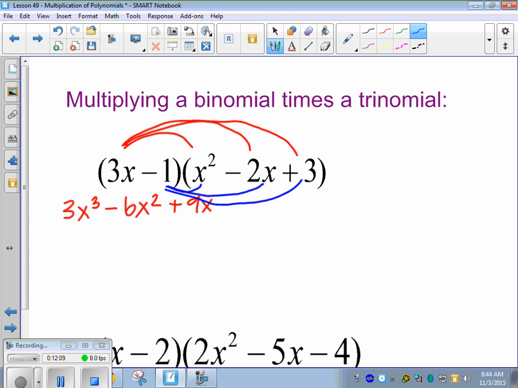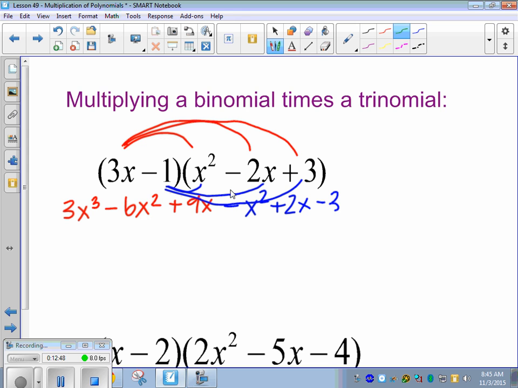So negative 1 times x squared gives me what, Sophie? Negative x squared, good. Negative 1 times negative 2x gives me what, Ben? Plus 2x, good. And Jackie, negative 1 times positive 3. Negative 3, great. Alright guys, now we have some more combining of like terms to do. It's a little bit more complicated, but I believe in you guys, you're in good shape.